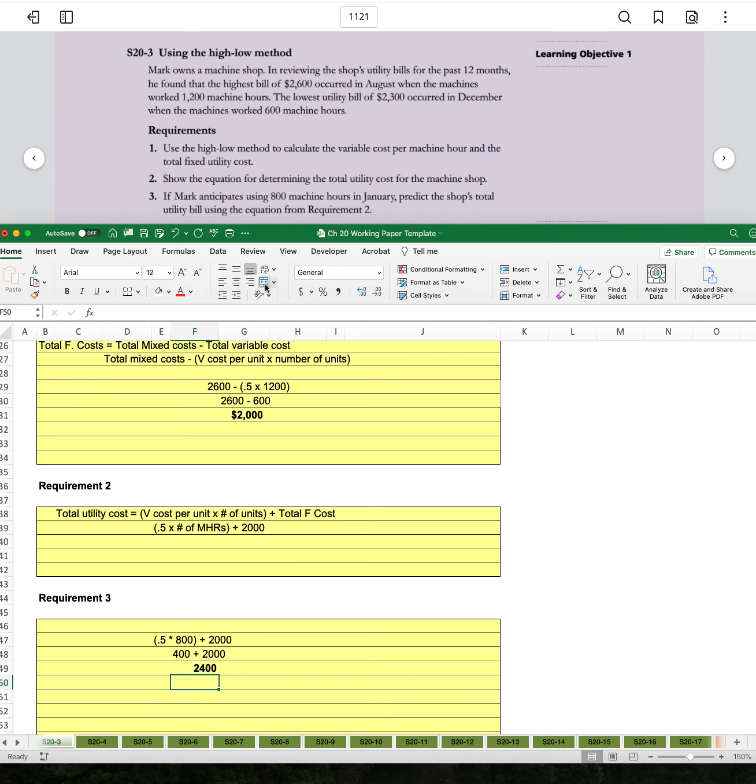So we can predict the total bill to be 2,400 if we anticipate using 800 machine hours in the month of January.